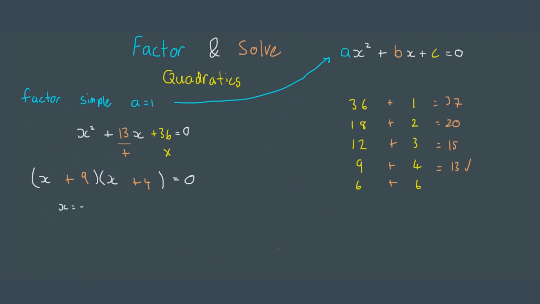Now we just have to solve. So to make the first bracket equal to 0, x will have to equal negative 9. And to make the second bracket with plus 4, x will have to equal negative 4. So that's our solution. We're done. But just to explain this one last time, if we expand out, we'll get x squared plus 9x plus 4x plus 36. And you can see that the 9x plus 4x adds to give us 13. So that's where the plus 13 comes from.